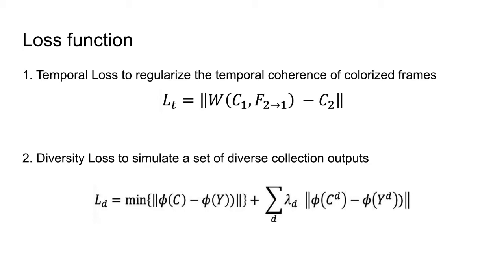The second is a diversity loss that aims at producing a diverse set of colorized videos. Y represents the corresponding RGB color image ground truth. Phi represents the function to calculate perceptual loss. LD is the sum of the minimal perceptual loss distance and the weighted sum of all the perceptual loss distance.